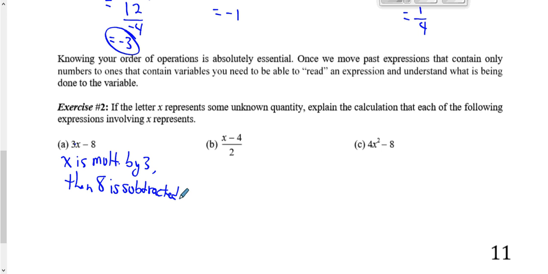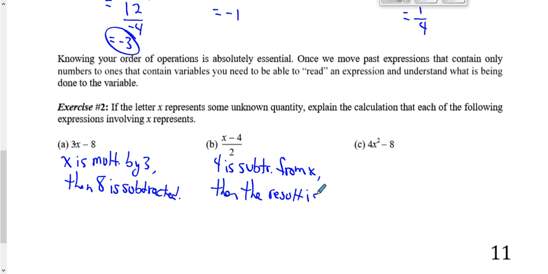4 is subtracted from X, right? 4 is subtracted from X. I'm going to abbreviate. Then, what? Divided by 2. The result is divided by 2. Then, the result is divided by 2.